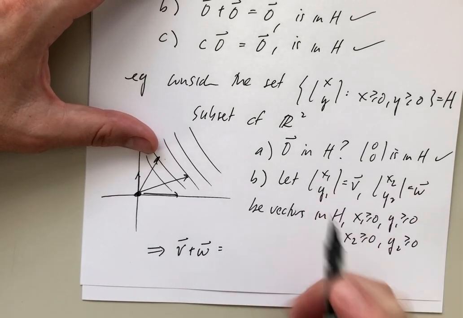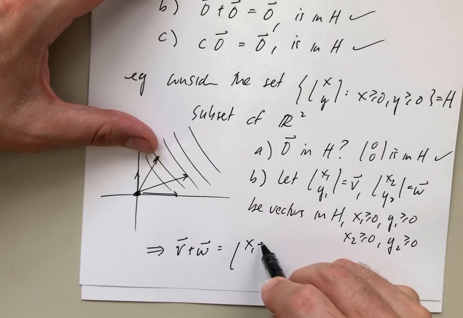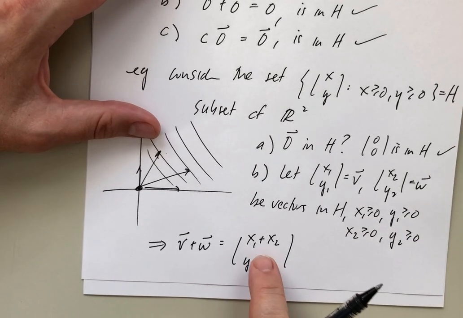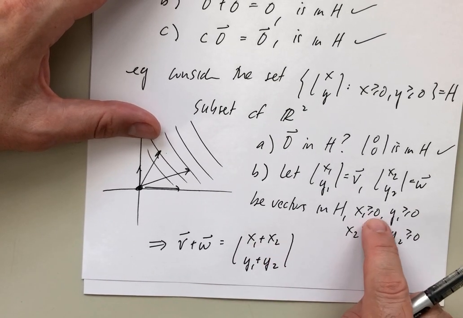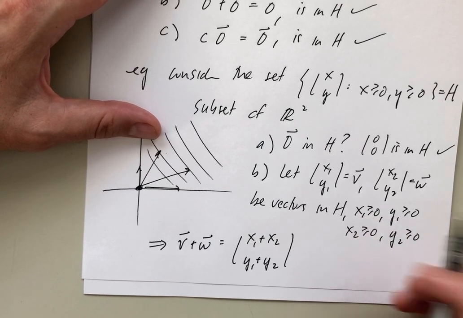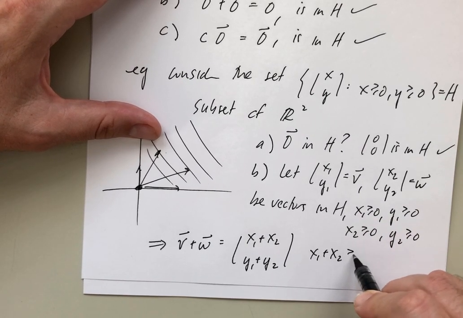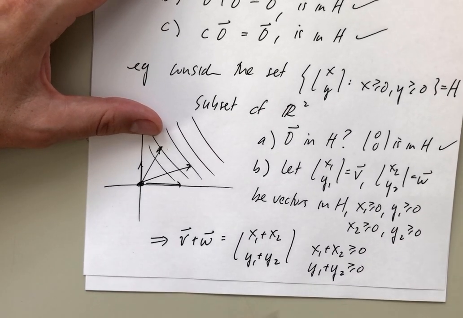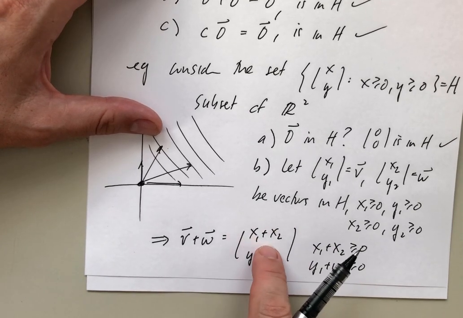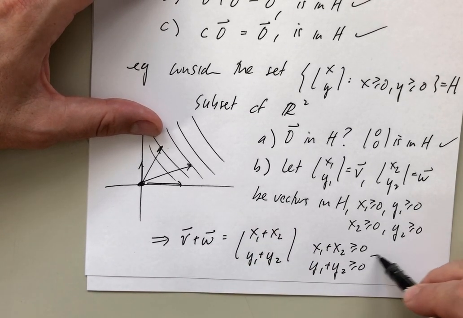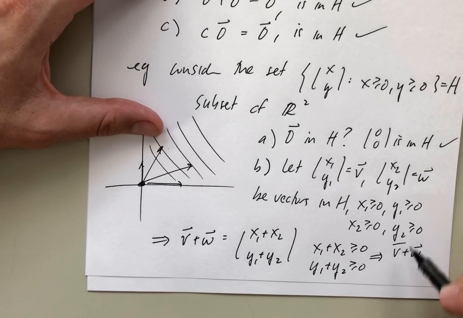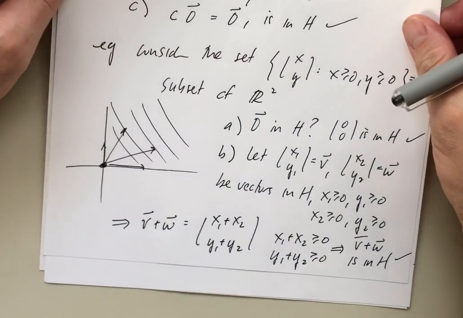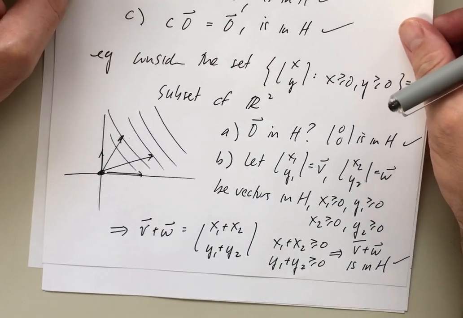the way that we add vectors is coordinate-wise. So this will be x1 plus x2, y1 plus y2. And notice that if I'm taking the sum of two numbers, x1 greater than 0 and x2 greater than 0, their sum is greater than 0. And similarly for the second coordinate, the sum of those two numbers is greater than 0. So what I have here is a vector where the first coordinate is non-negative and the second coordinate is non-negative. This tells me that v plus w is again in H, and that's good news. It's closed under taking vector addition.